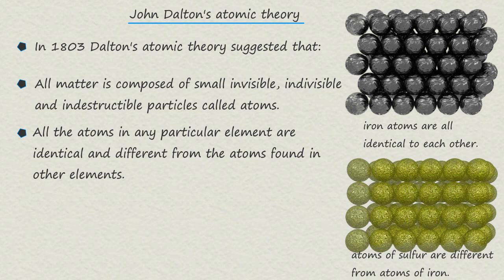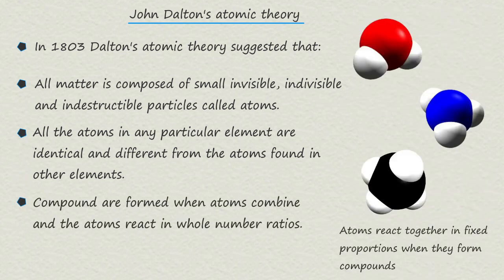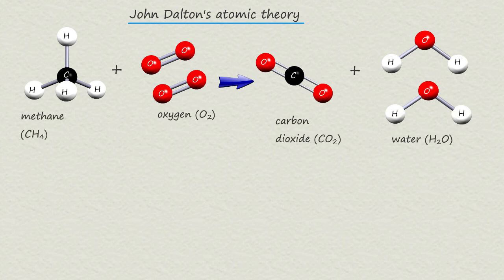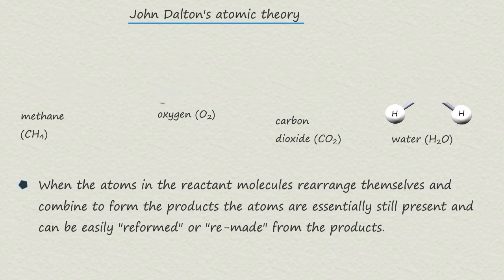Dalton also suggested that compounds are formed by the combination of atoms in simple whole number ratios. According to Dalton, chemical reactions involve the rearrangement of atoms, but the atoms themselves remain unchanged. So, for example, when the carbon and hydrogen atoms in methane react with oxygen to form water and carbon dioxide, all the reacting atoms rearrange themselves in new ways to form compounds, but the atoms are essentially still present and can be reformed from the compounds they have formed.